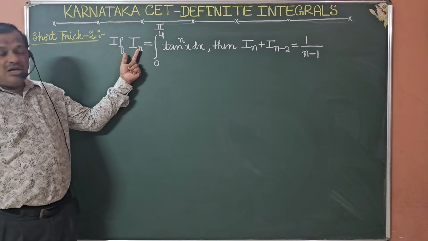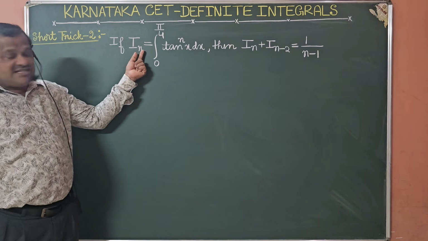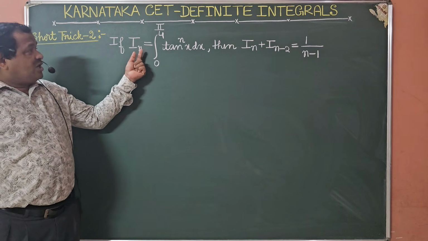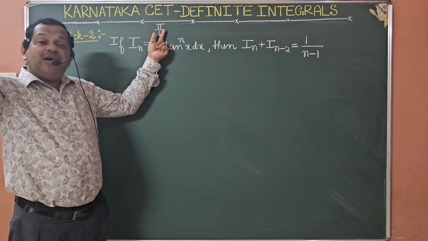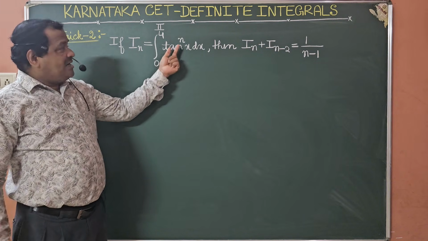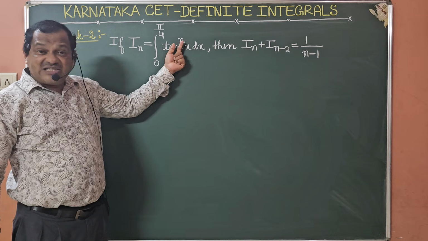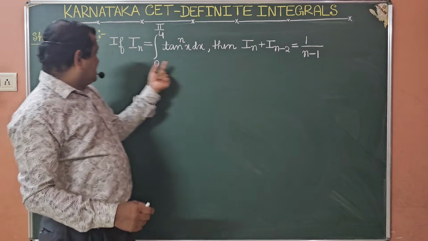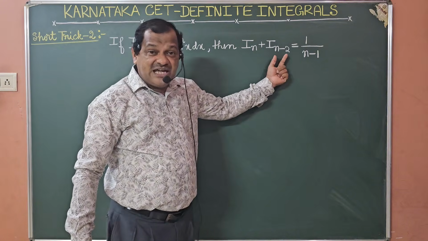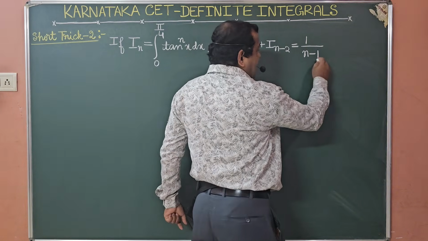I will repeat. If I suffix n, this number n they will give in the question, is integration from 0 to pi by 4, not pi by 2, of tan power nx. It is not sine power nx, not cos power nx. Then I suffix n, same integral, plus I suffix n minus 2. So this is our answer.